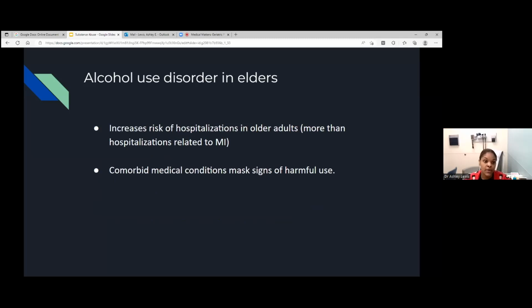Alcohol use disorder in elders can increase the risk of hospitalizations in older adults, more hospitalizations than related to MI. You can also have comorbid medical conditions that mask signs of harmful use. So what that's saying is your comorbid conditions can mask the harmful use of the substance, because there might be some overlap of symptoms that the person is having.